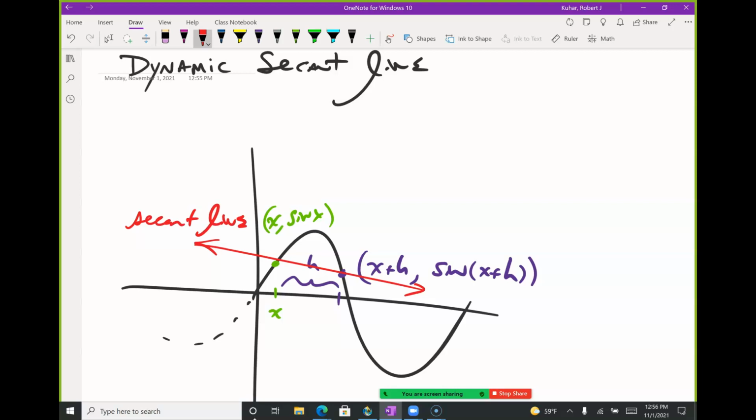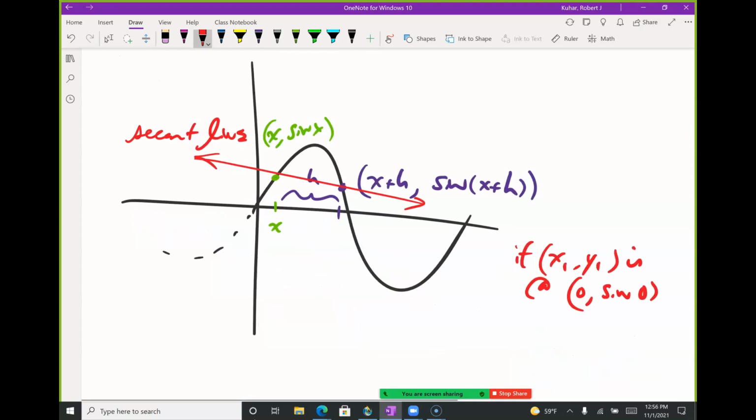Now I'm really interested in my original point being at x is 0, right? And that's what we already saw. If x1, y1 is at 0, comma, sine of 0, then the secant slope is sine of h over h, right? That's what we've already demonstrated today.